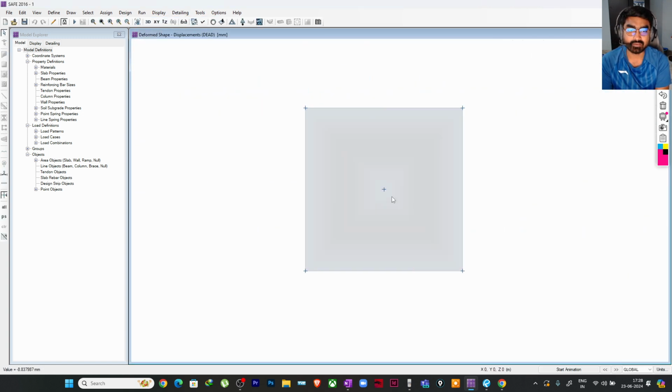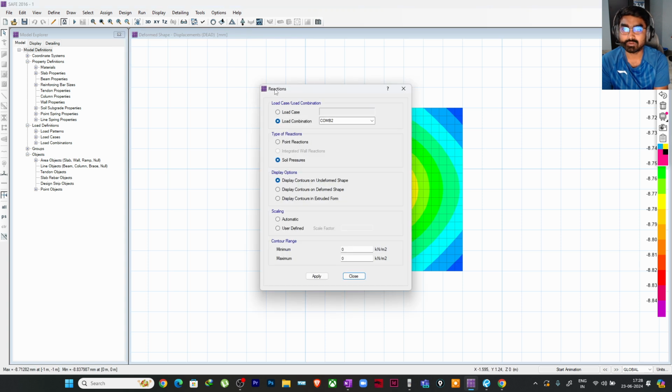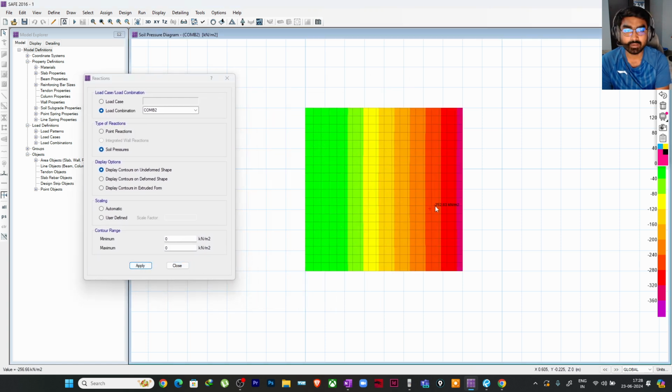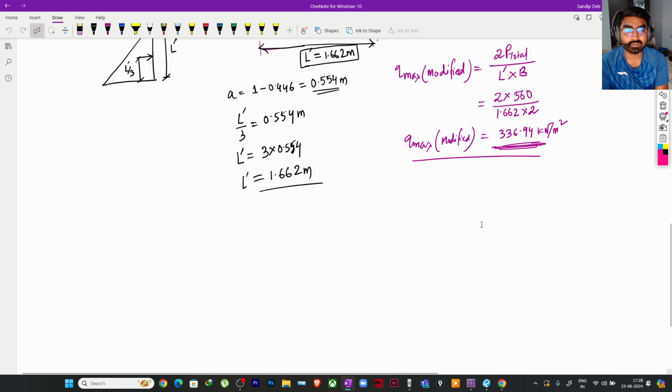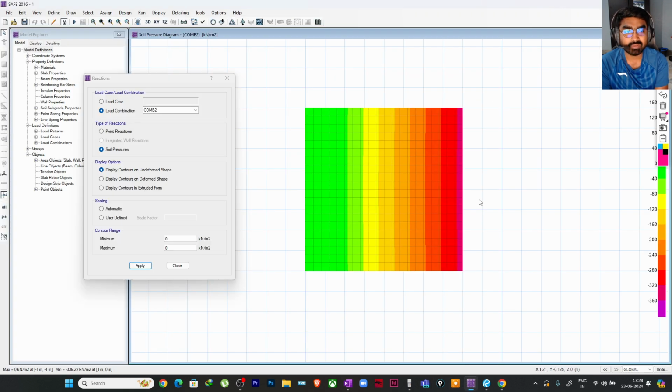Here you can see, if I go to the pressure diagram now for the same combination 2, the pressure has increased to 336 now. What we got from the manual calculation is also 336.94, and here we are getting some value of 336.2 or something like that. So it is a very nearby value between the manual calculation and the software analysis. And where we had earlier the positive pressure for the uplift, now it is 0. That means there is no pressure acting in the foundation up to this particular point.